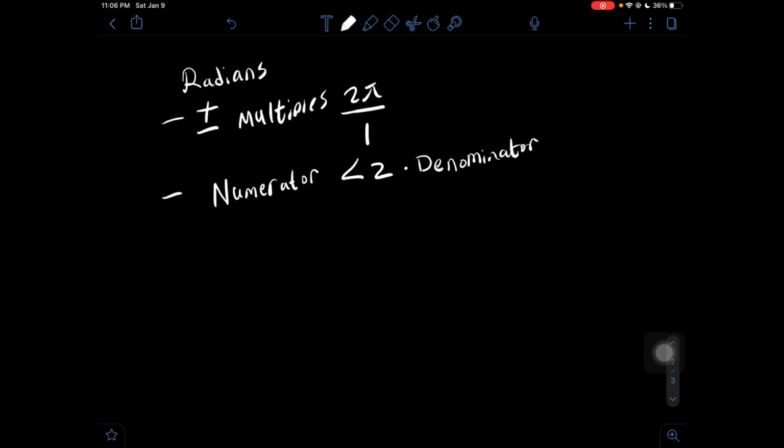Another rule that we have when dealing with radians is that our radian value has to be in between 0 and 2 pi over 1, or 2 pi. So now let's go ahead and do some practice.